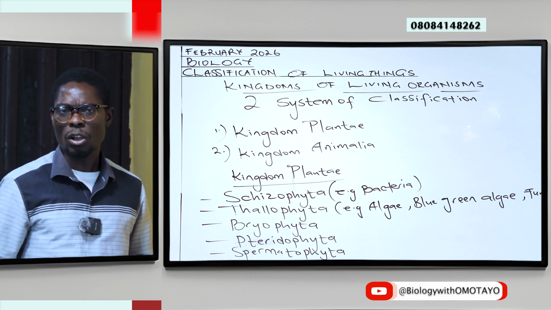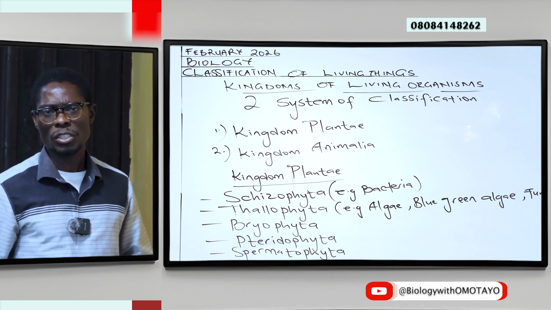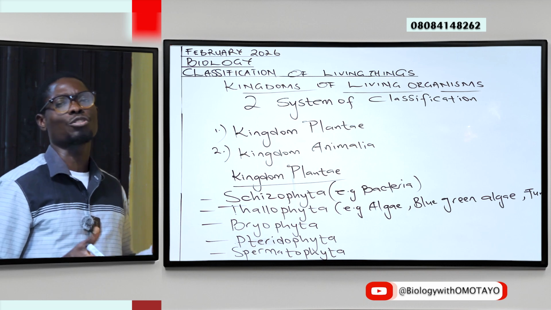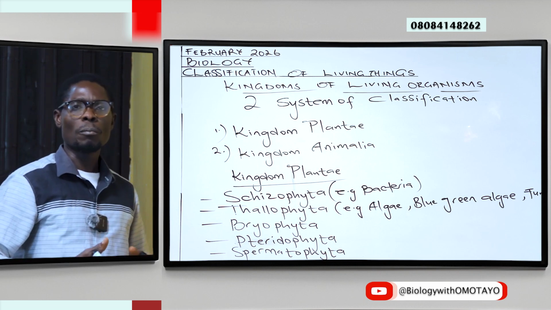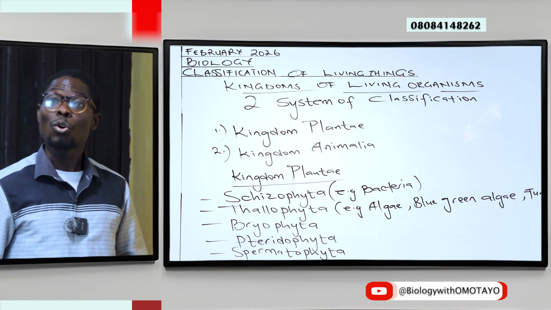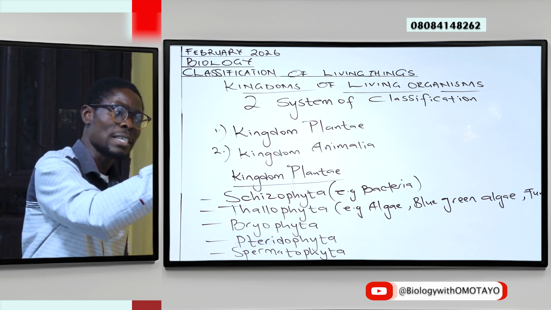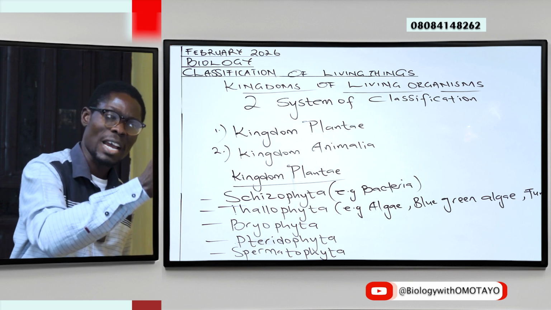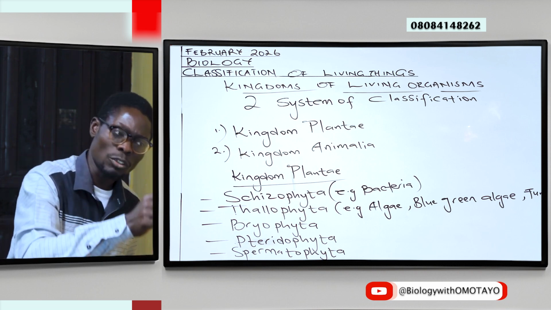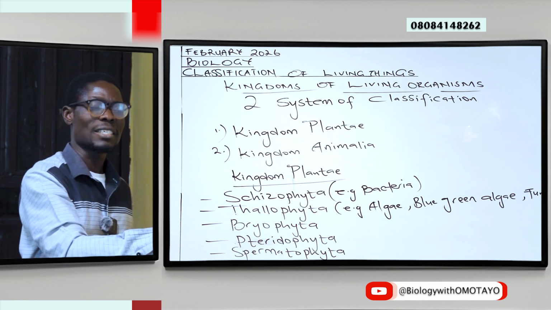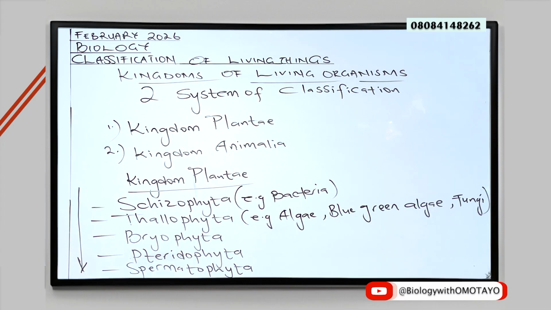Sometimes, probably in the course of your study, you must have come across some questions that required that you trace the evolutionary trend of plants from the least to the most complex. Well, going by Carl Linnaeus, that simply means we have a progressive order of complexity this way, downward, from Schizophyta to Thallophyta to Bryophyta to Pteridophyta and Spermatophyta. Sometimes you may have challenges pronouncing this word, Pteridophyta. For ease of spelling, you may choose sometimes to call it by a simpler pronunciation.